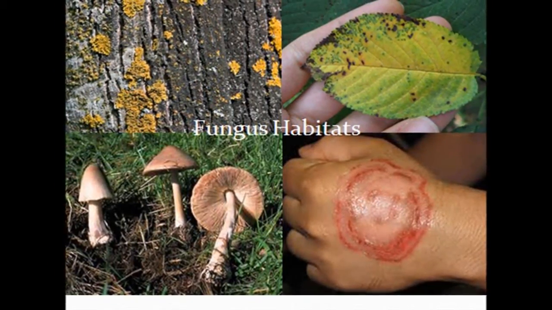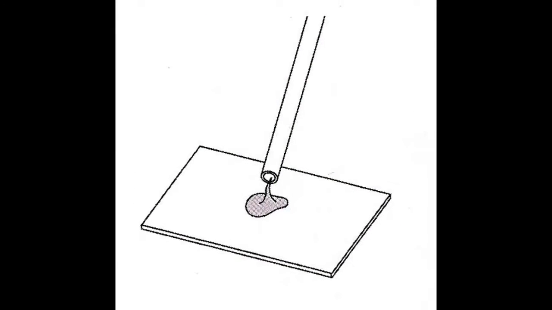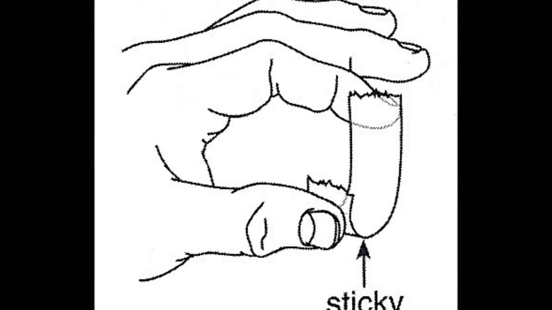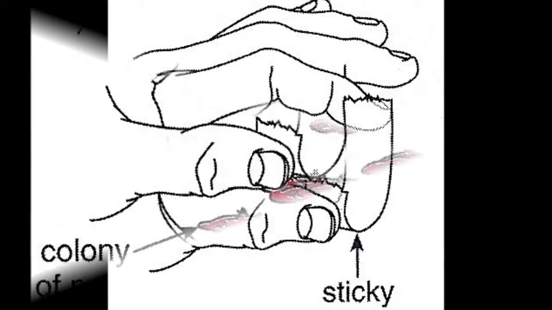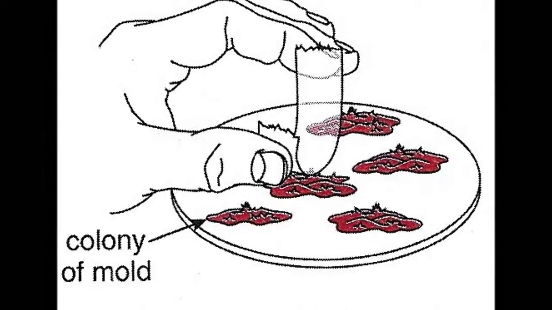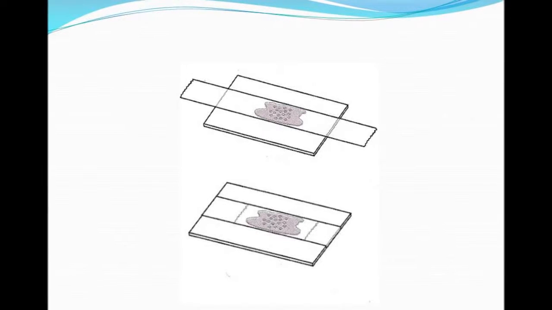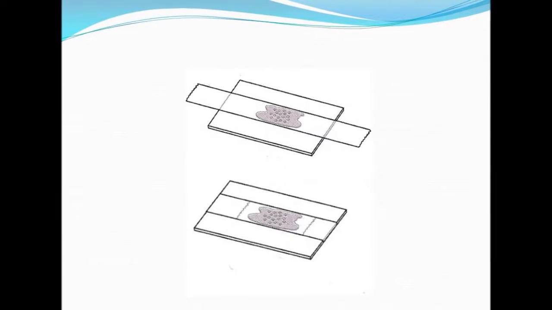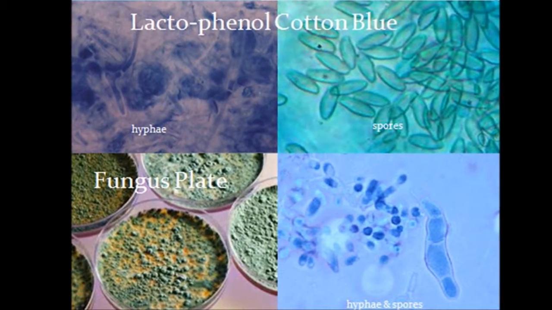The first step is to place a drop of lactophenol cotton blue in the center of a clean slide. Then a Scotch prep technique will be used, which is holding a piece of tape in a U shape with the sticky side out. Using this technique, you will gently touch the surface of the mold colony to pick up a sample. The fungus on the tape is put directly on top of the drop of lactophenol cotton blue on the slide. The ends of the tape are then wrapped around the edges of the slide. The slide is then examined under the microscope for morphology.